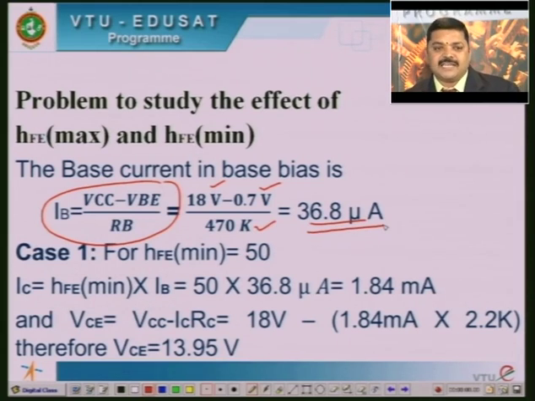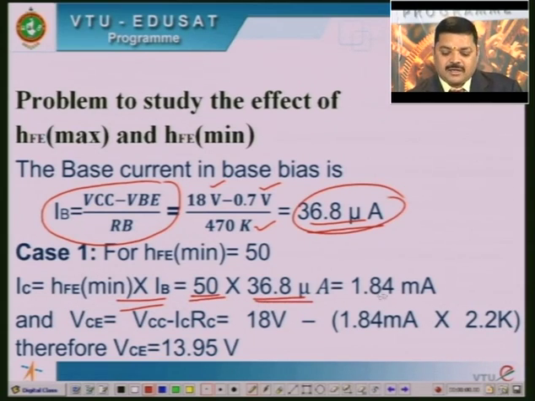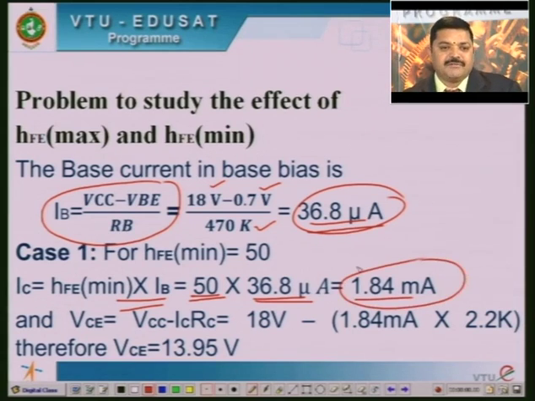Now, let us consider case 1. Case 1 with HFE considered as the minimum value, which is given to be 50. Now, IC is equal to HFE min into IB. We know that IC is given by HFE min or beta min into IB, which is 50 into the IB we have calculated, 36.8 microamps. Therefore, we get IC equal to 1.84 milliamps.